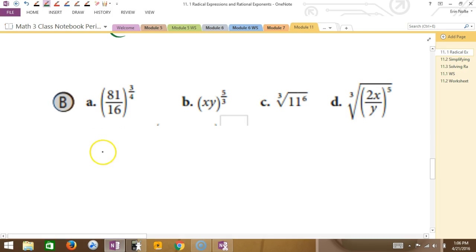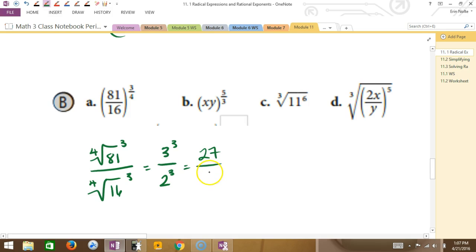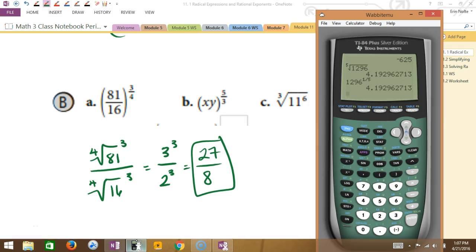So this one would be the 4th root of 81 cubed over the 4th root of 16 cubed. Anybody happen to know what the 4th root of 81 is? 3. Nice. How about the 4th root of 16? 2. Nice. So 3 cubed is 27, and 2 cubed is 8. Now let's be honest, I could have just gone straight into the calculator and typed that initially as I saw it. Try to do it without a calculator because it's easier. But if you have to use a calculator, then use a calculator.